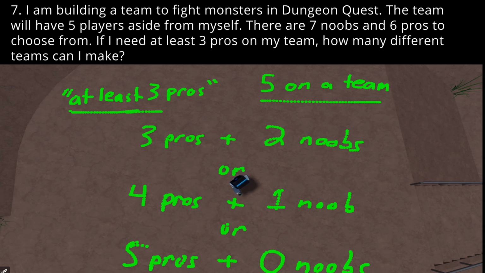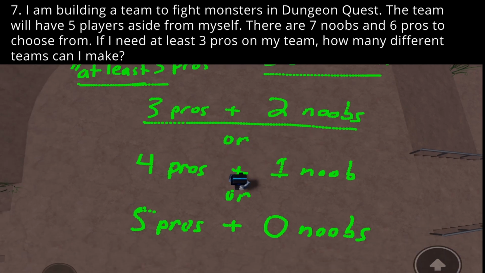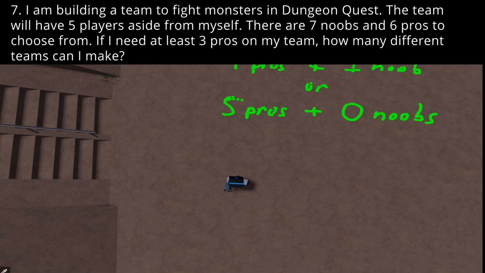So these are our 3 options, and we just need to calculate the possibility of each one. So let's do that. I'll start with the 3 pros and the 2 noobs. So I'll go over here and do this. I'm going to write down 3 pros and 2 noobs. I'll just write that as P and N for short.